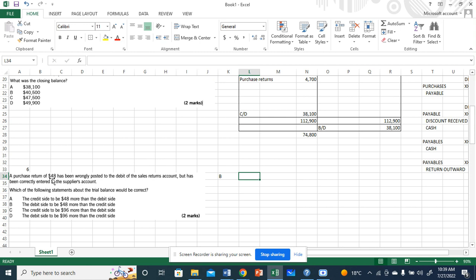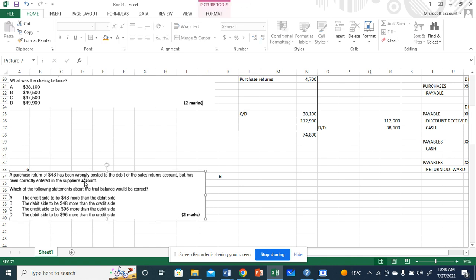Originally, for this purchase return, the original entry is you credit return outwards and you debit the payables. But here what has happened is you have debited the sales returns account, which has got nothing to do with this journal entry. Remember, purchase returns, return outwards, is a contra expense account, and contra expense increases with credit, and sales return, a contra revenue, increases with debit.